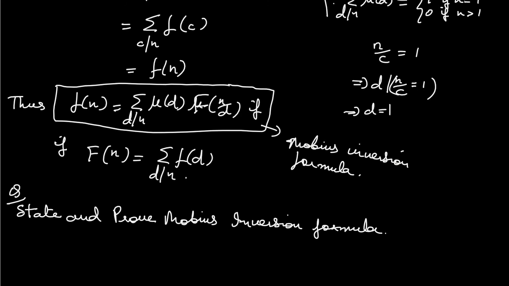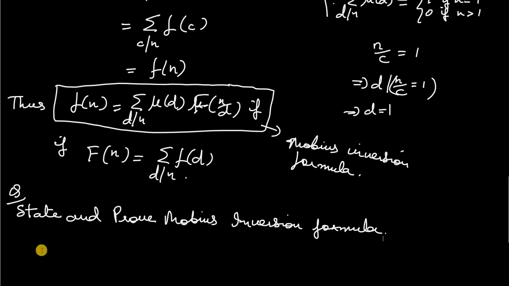First you give the statement. The statement is that if capital F and small f are two arithmetic functions related by this formula, Fn is equal to the summation of f of d, where d runs over the divisors of n, then f of n is equal to the summation of mu of d into capital F of n upon d, where d runs over the divisors of n. So that is the statement, and the proof you have to give is how you get this result. I hope it is clear.